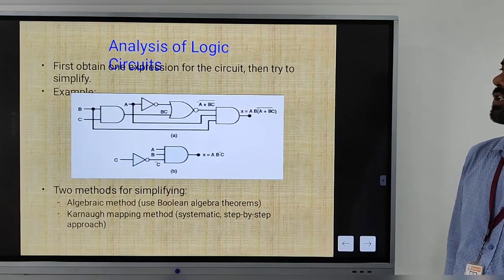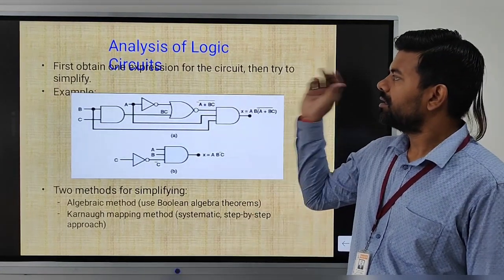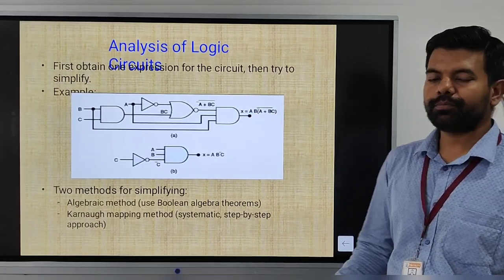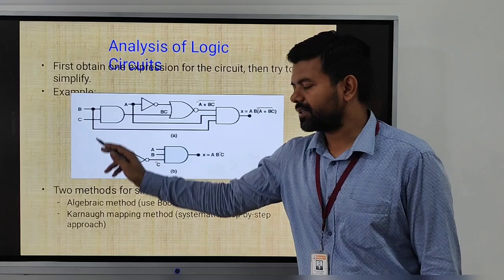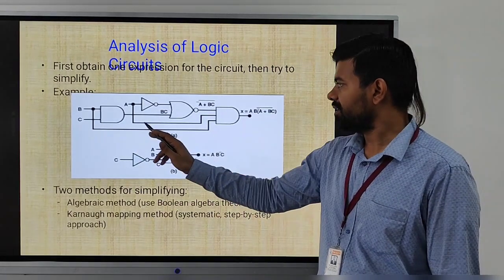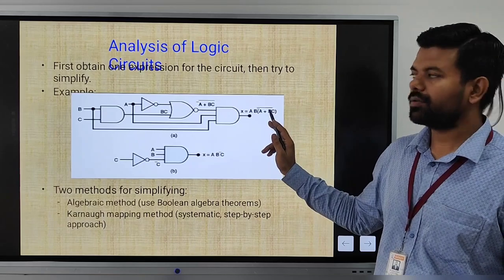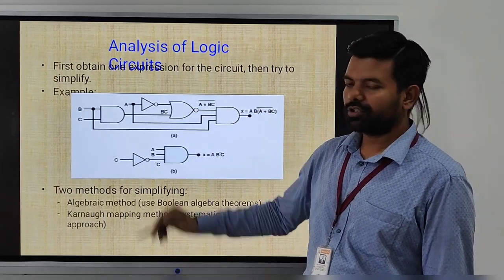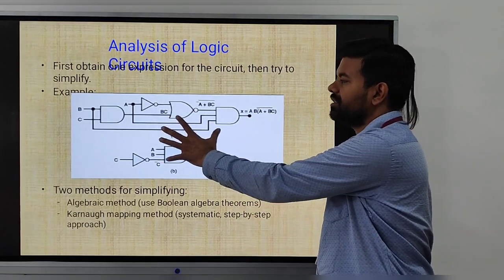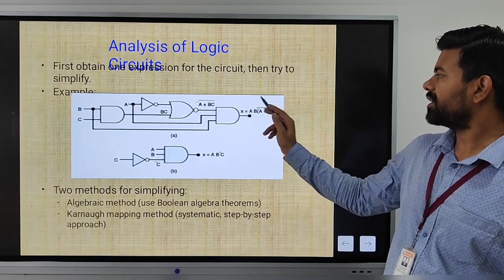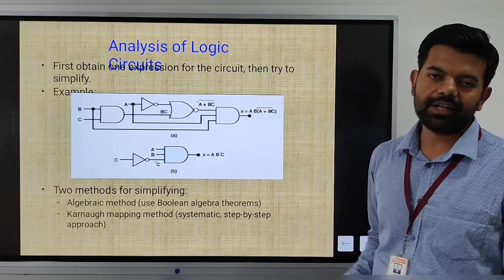The analysis of a logic circuit. First obtain an expression for the circuit, then try to simplify it. This is the logic circuit, and we get the output of the circuit. We have to minimize this logic circuit. So we get the output, then we can simplify it.